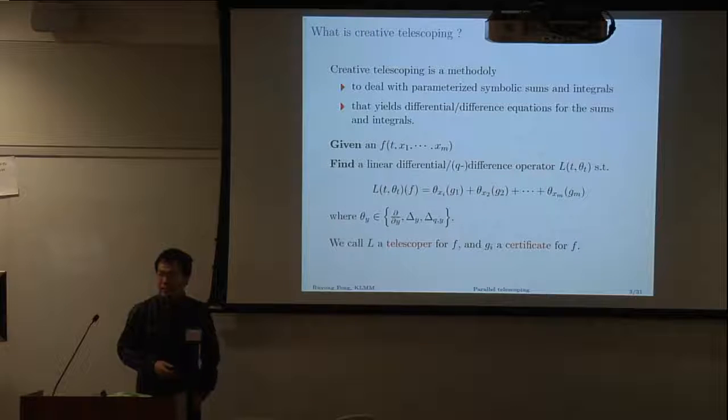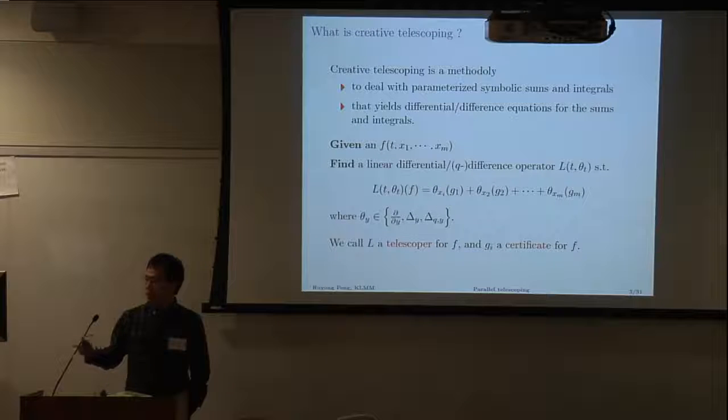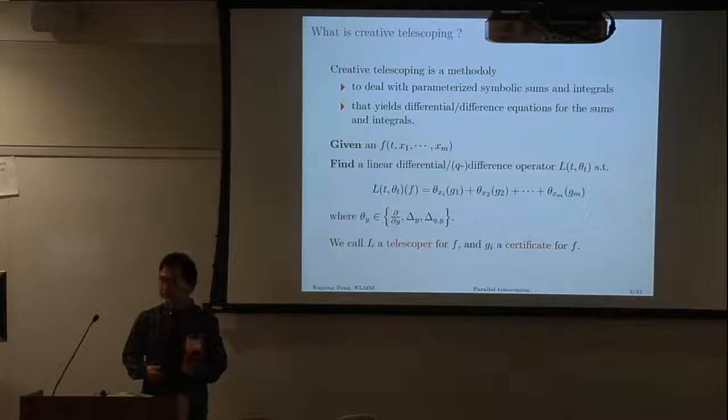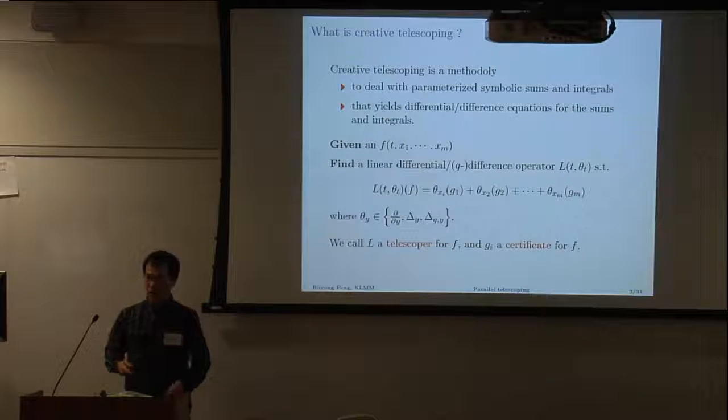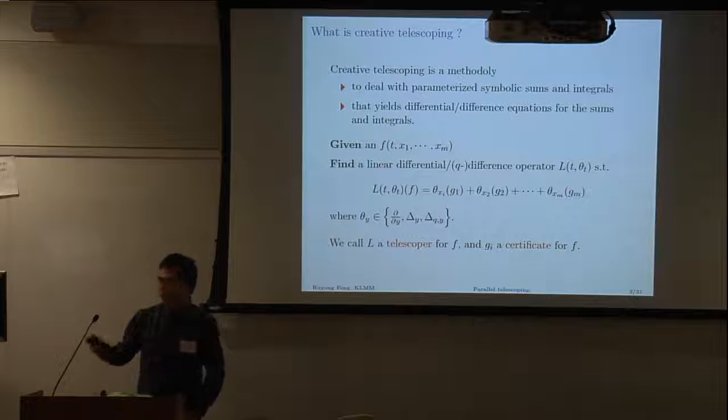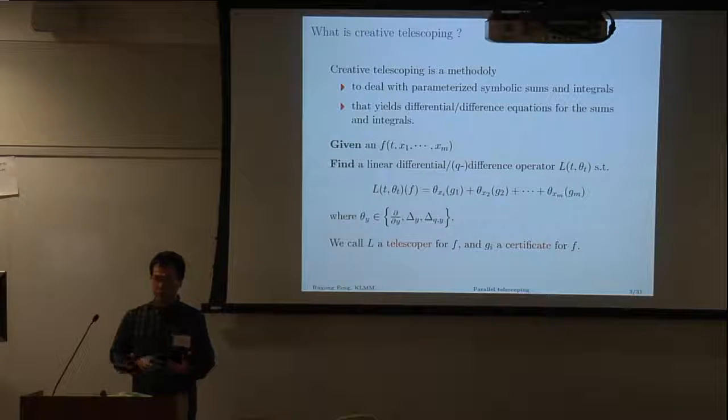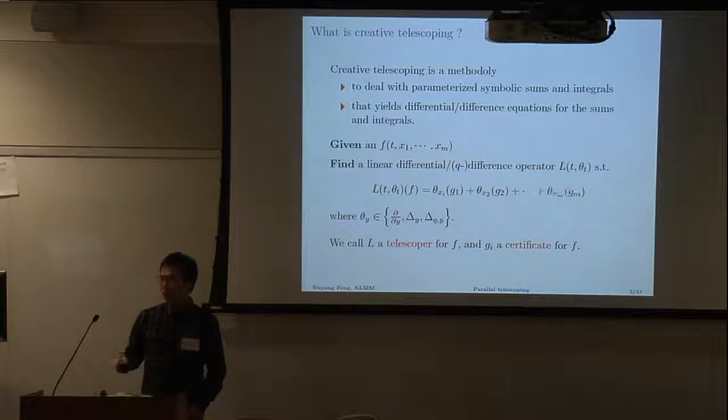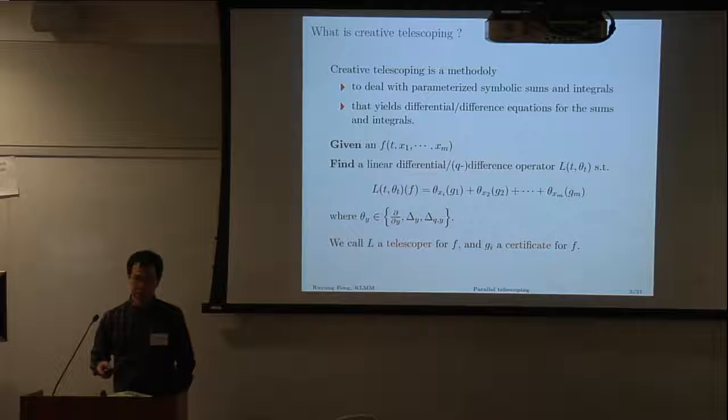More precisely, given a function f, the variables t and x_i could be a continuous variable, a discrete variable, or a q-discrete variable. And creative telescoping is to find a non-zero linear differential operator or difference operator or q-difference operator L, say, such that L(f) is equal to this sum. Theta could be the usual derivation, difference operator or q-difference operator. And we call such L a telescoper for f, and the g_i is a certificate for f.